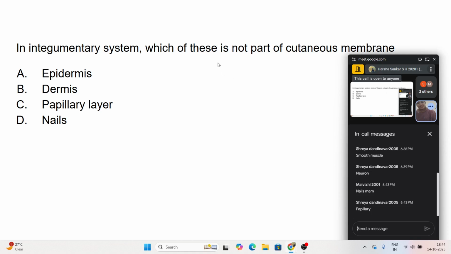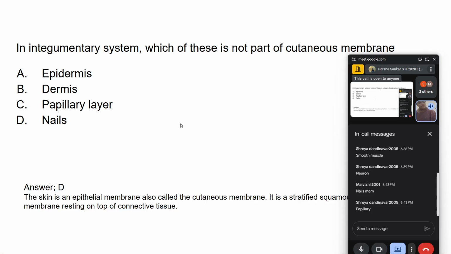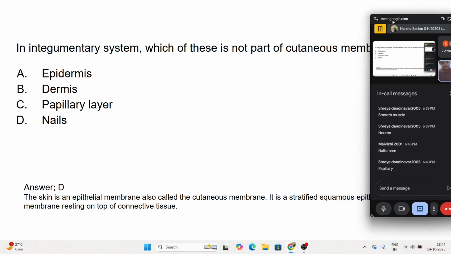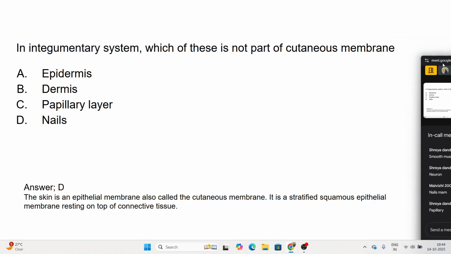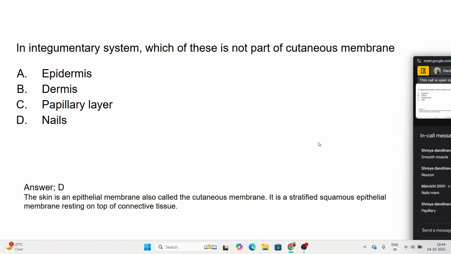Let's see the answer. Okay, so nails are part of the integumentary system, but they are not part of the cutaneous membrane because they are part of an epithelial membrane. Skin is an epithelial membrane, also called the cutaneous membrane. It is a stratified squamous epithelial membrane resting on top of connective tissue. So basically, nails are not a part of the cutaneous membrane.